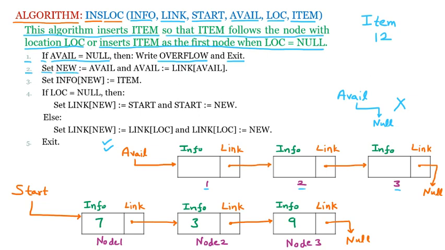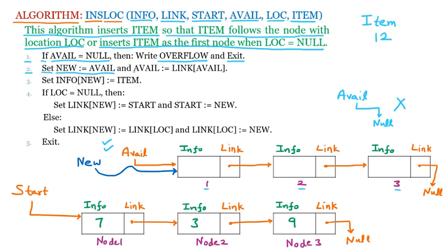Set new is equal to avail. So the first block of avail we are going to capture with the new. So now we are having one new. New means we are taking a new node, and that is equal to avail. So new is pointing to avail, which is pointing to the address of node 1. So this node 1 is what the new is pointing to.